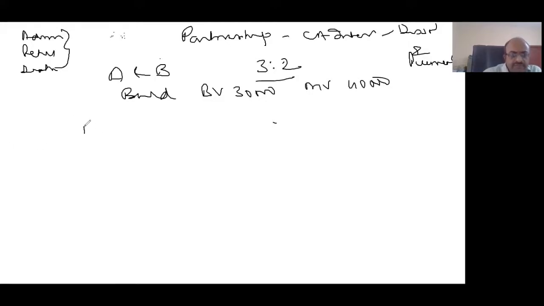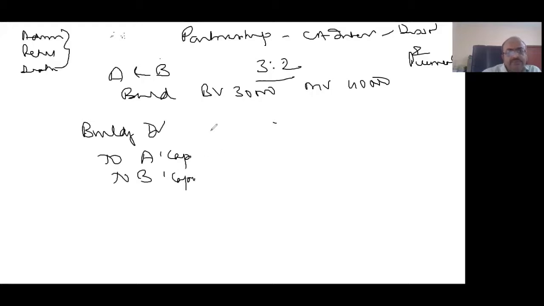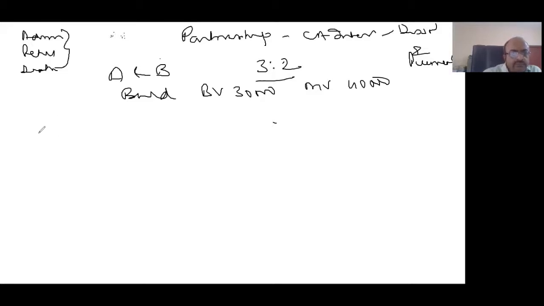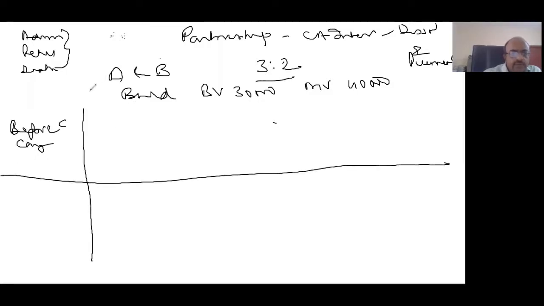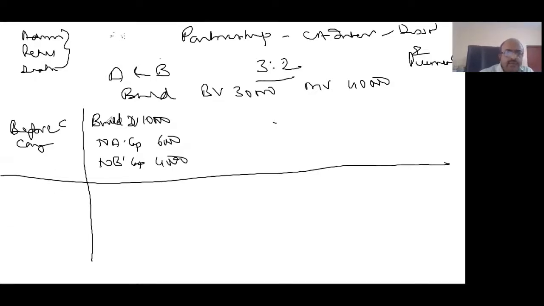Now, before C comes, as we saw, we are debiting building 10,000, to A's capital 6,000, to B's capital 4,000. Sorry, I'll just write a little on the left side so that you understand. Before C is coming, building debit 10,000 to A's capital 6,000, to B's capital 4,000. Okay, I'm talking of building.